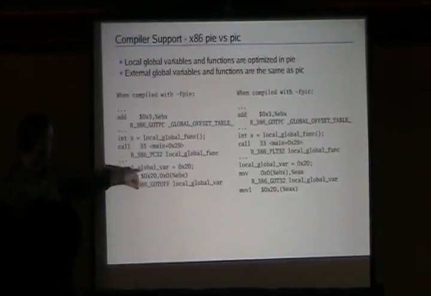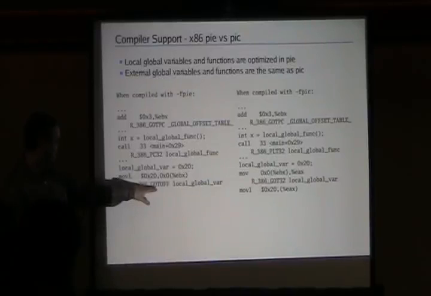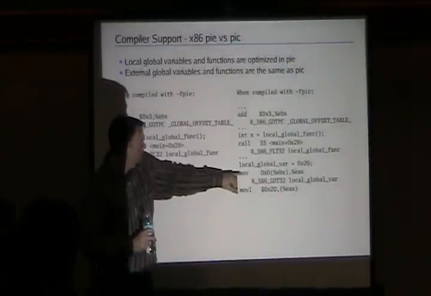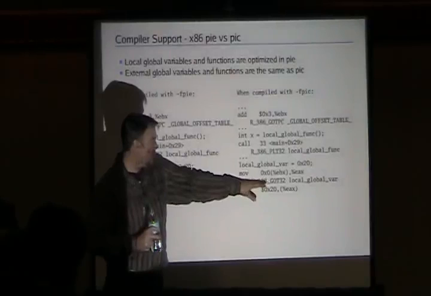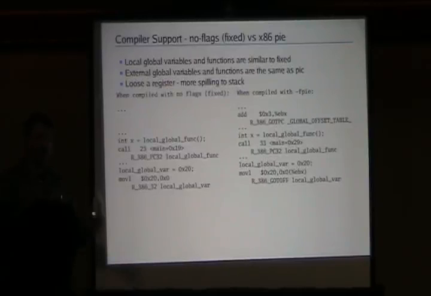Also, accessing the local global variable, it can directly access it through an offset off the GOT here, whereas on a shared library or fPIC, you have to go through two steps: one to load the offset, a pointer basically, out of the GOT table, and then use that to indirectly make your move. So fPIE is better than fPIC. But it's still not as good as a fixed compile.